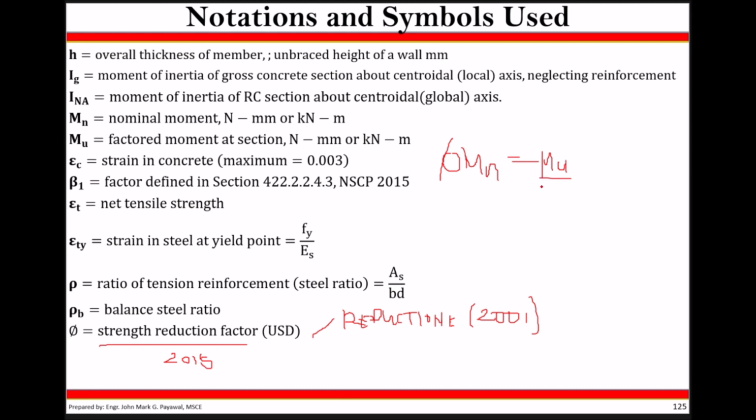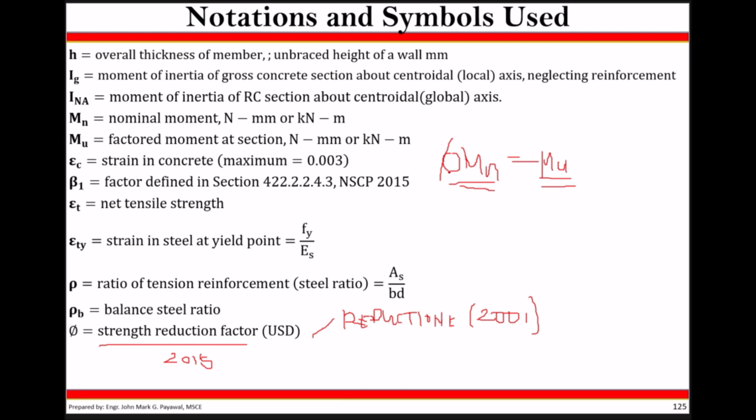So ito, pwede itong tawaging design strength. Because here, in RCD, ultimate strength design, we already incorporate factored loads or load combinations. So what we do is we need to make sure that we are conservative in such ways. We become conservative when we introduce your strength reduction factor phi under the 2015 provision, and phi as a reduction factor under the 2001 provisions.